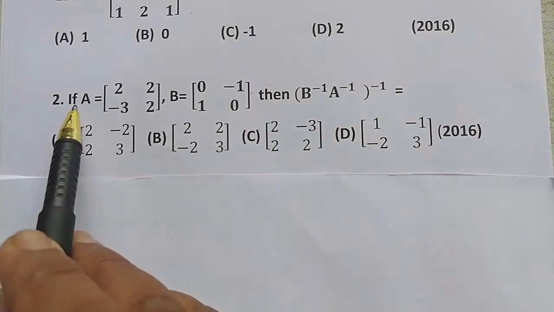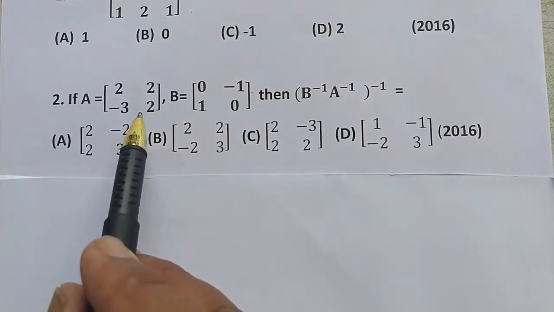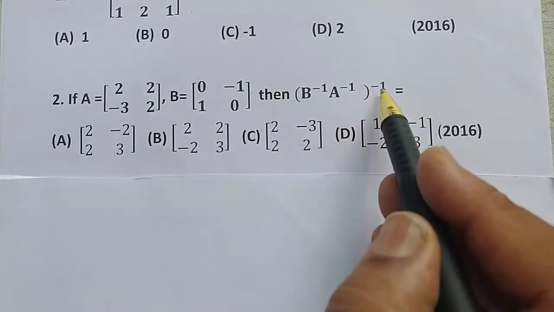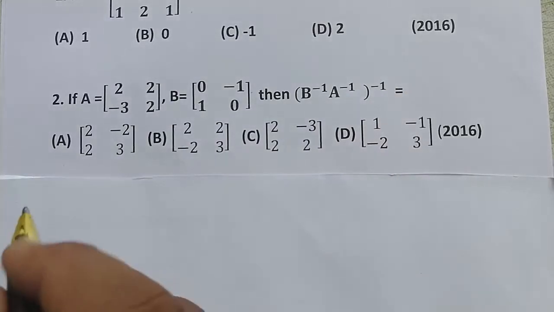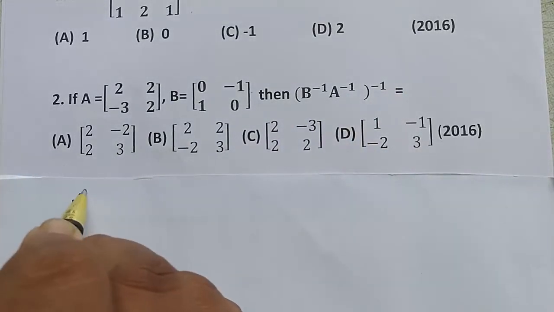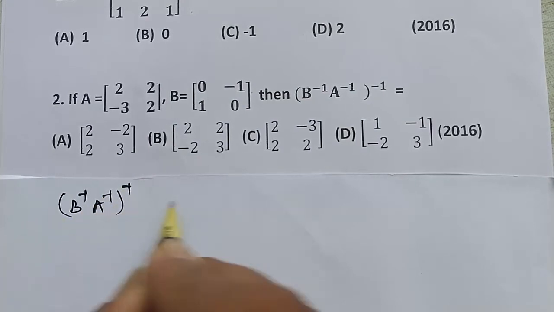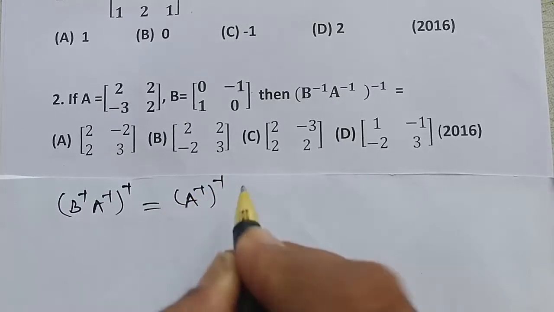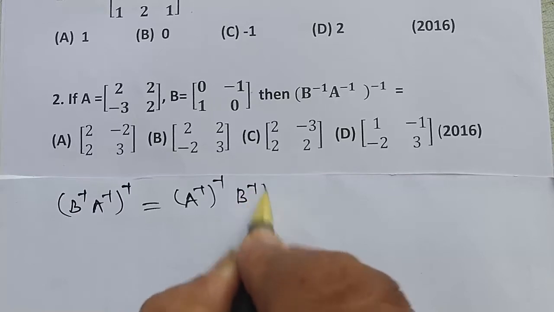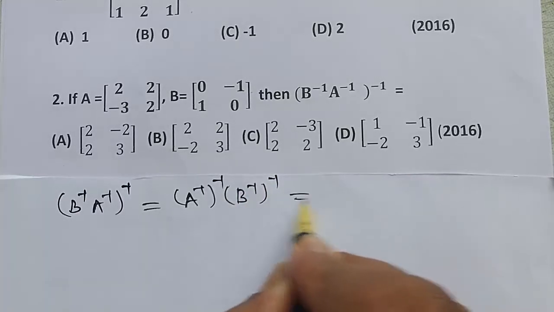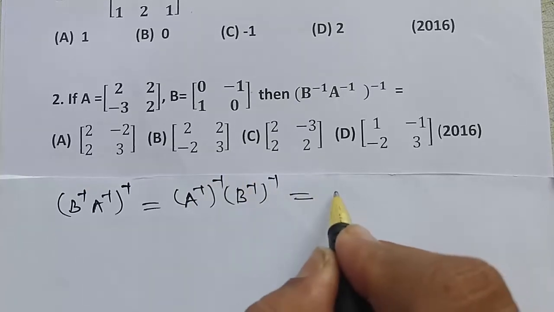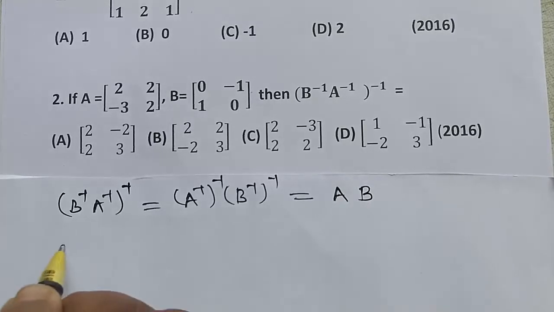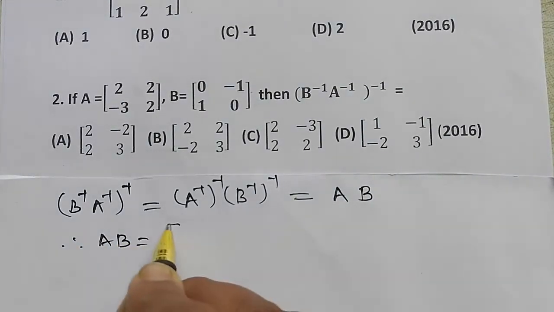Number 2. A is a matrix, B is another matrix, then the inverse of B inverse into A inverse is equal to. Now we first simplify this. We know that it is A inverse inverse into B inverse inverse, which is equal to, inverse of inverse is A itself, the matrix itself, and this is also B. And therefore A into B, it is the product of the two matrices.